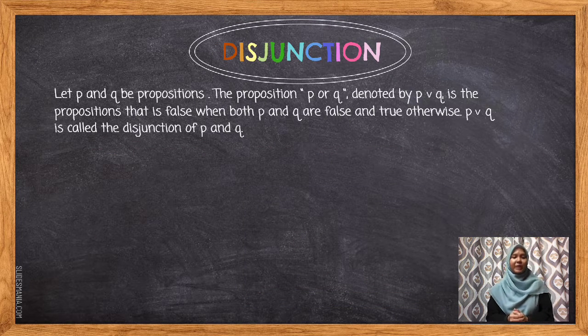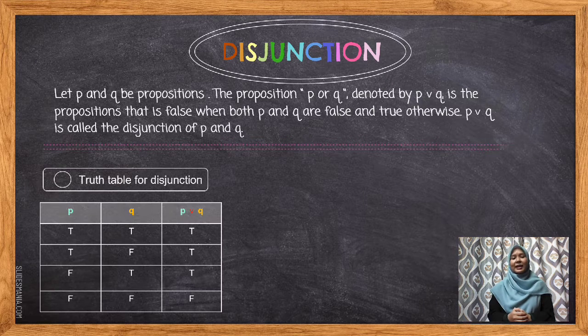Disjunction. Let P and Q be propositions. The proposition P or Q, denoted by P or Q, is the proposition that is false when both P and Q are false and true otherwise. P or Q is called the disjunction of P and Q. Let's see the truth table for disjunction. When P is true and Q is true, when P is true and Q is false, and when P is false and Q is true, the result P or Q will be true, and otherwise it will be false.